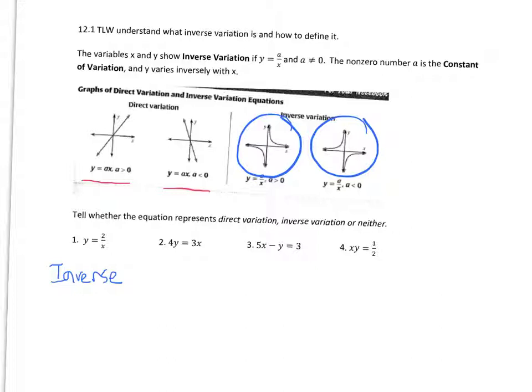It doesn't say y equals yet, so how do I solve that equation for y? Not divide by y. Divide by 4. So I would get y equals 3x over 4. Now where is the x located? Numerator or denominator? Well, it's in the numerator, so it can't be inverse. Direct. Yeah, a is 3/4. Okay? So this would be direct.